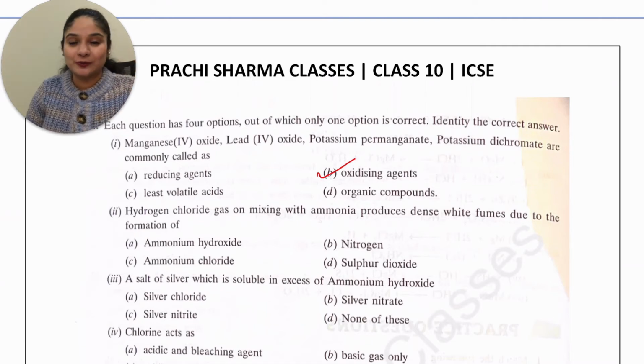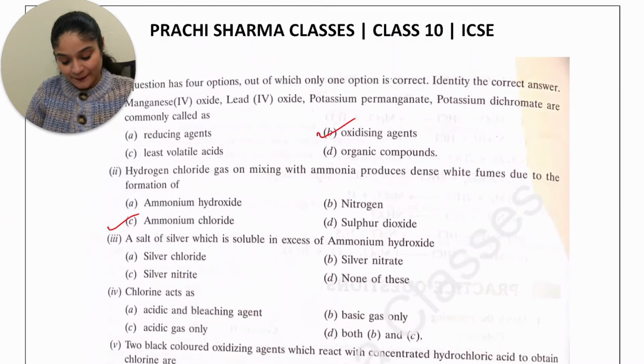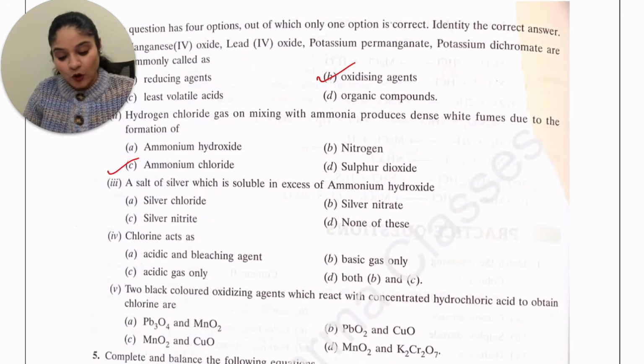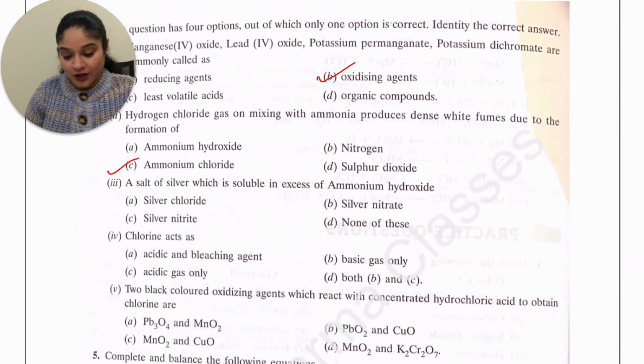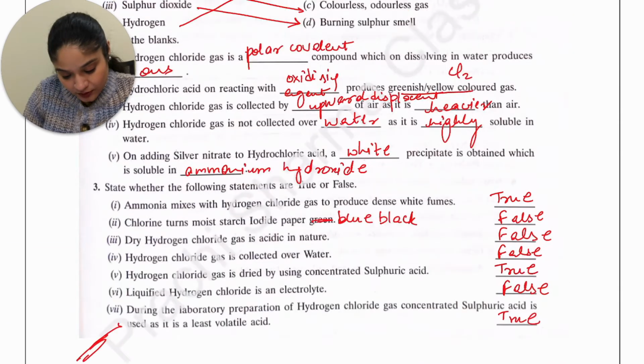What are these fumes? If you remember from the test of HCl, they are ammonium chloride fumes. So ammonium chloride. A salt of silver which is soluble in excess of ammonium hydroxide. So this is the one that we did here also. No, not this one. This one.